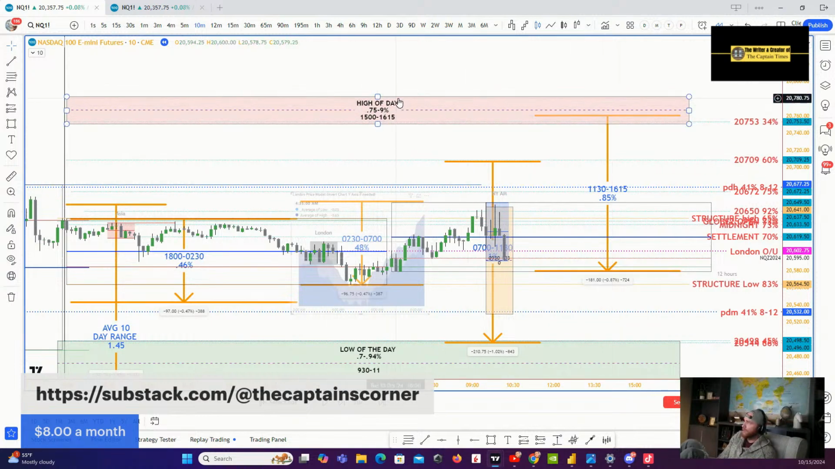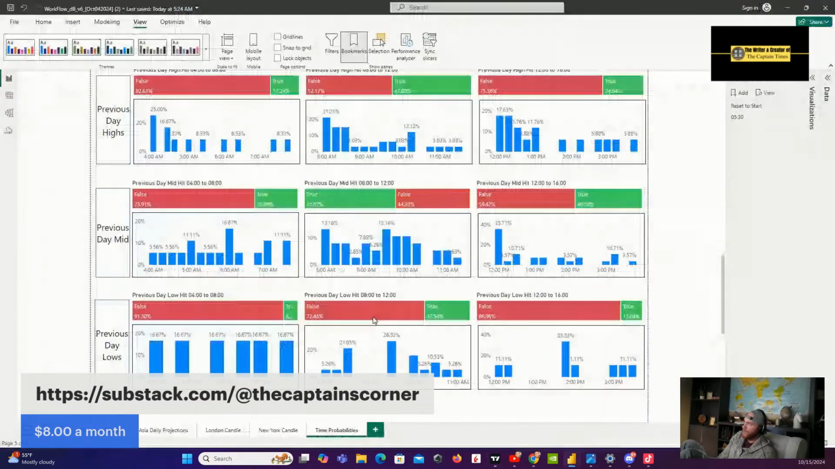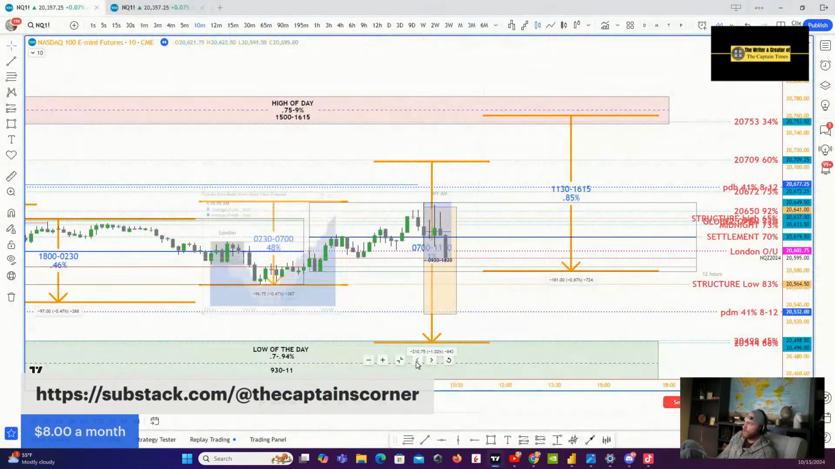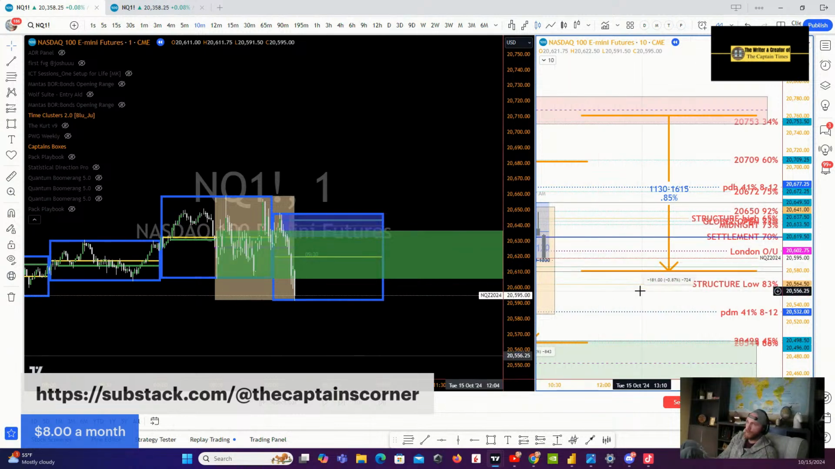And this should have been lower. This was lower, right? And we were supposed to make the high of the day between 15 and 16, right? That's what data told us. However, right now we have our first identification of live price saying we don't care what the highest probability is going to be. We're going to do our own thing.